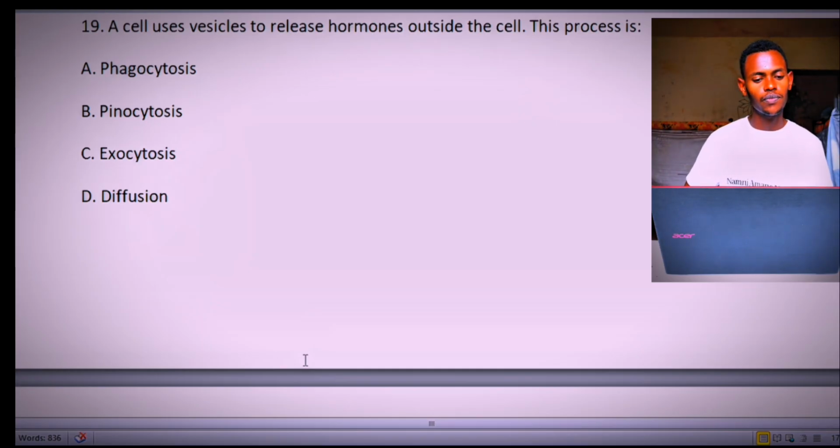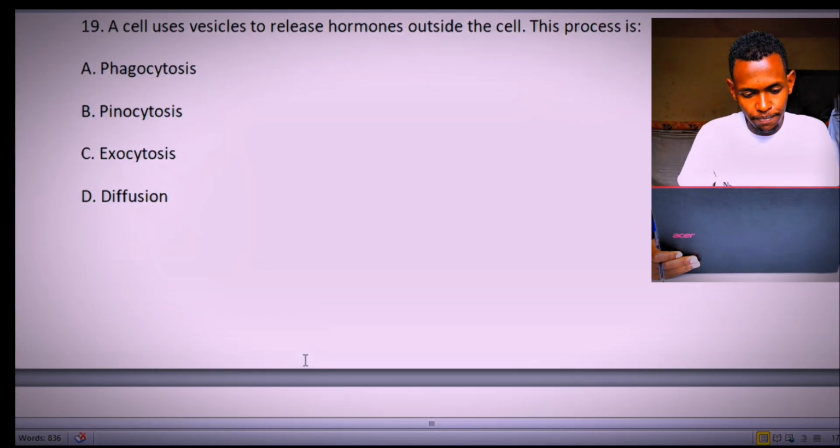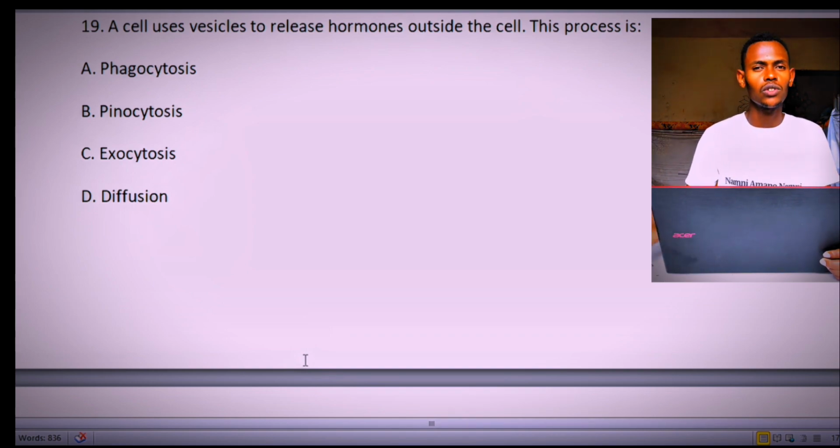Let's go on to the 19th question. A cell uses vessels to release hormones outside the cell. The process is A. Phagocytosis, B. Pinocytosis, C. Exocytosis, D. Diffusion. So it is your turn.